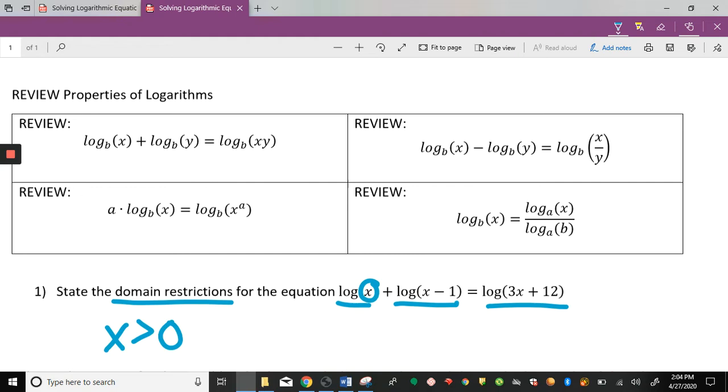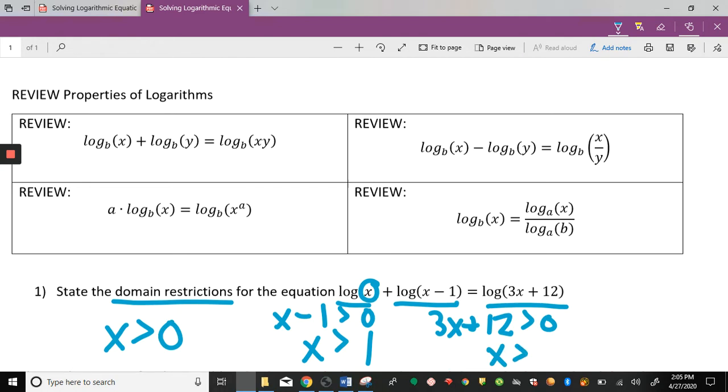What about this next one? X minus 1. Well, whatever x minus 1 is, it has to also be greater than 0. So let's do a little simplification. So x has to be greater than 1. What about on this last one? 3x plus 12 has to be greater than 0. Solve, you'd subtract the 12 over, divide by 3. You're going to get x is greater than -4. So I have these three restrictions.